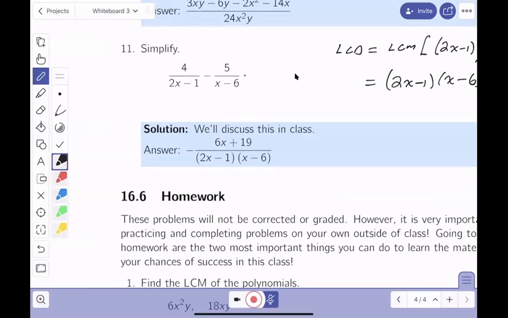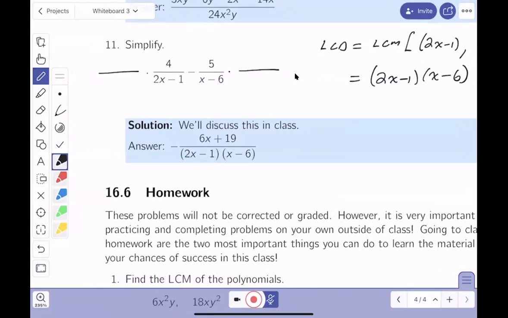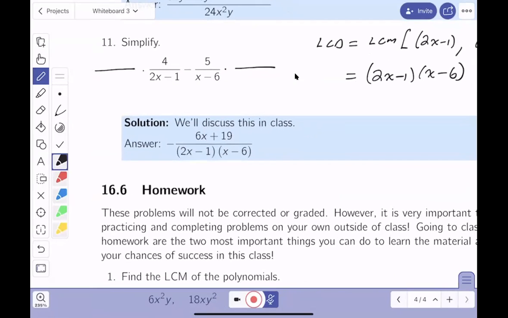I'm going to put my builders in. And I'm looking at it, and I see the factor 2x minus 1 here. I need a factor of x minus 6. Remember, if you multiply the bottom by x minus 6, you must multiply the top by x minus 6. Let's do the next guy. What's the missing factor? 2x minus 1.